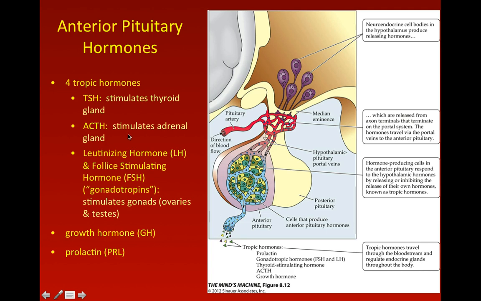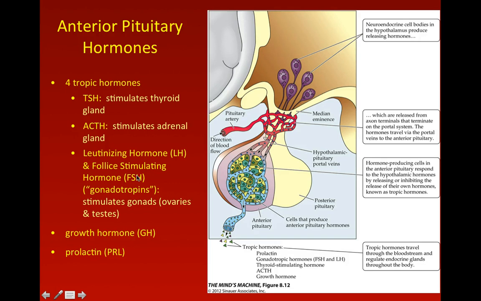other endocrine glands. And these include thyroid stimulating hormone, which will then stimulate the thyroid gland to release thyroid hormone. A hormone called ACTH, which acts on the adrenal gland to stimulate the release of hormones involved in the stress response. And then 2 hormones that together are known as the gonadotropins, because they are tropic hormones that will bind receptors on the gonads, which are ovaries and testes, and play a role in reproduction, both behavior and physiology. And these gonadotropins are known as luteinizing hormone, LH, and follicle stimulating hormone, FSH.